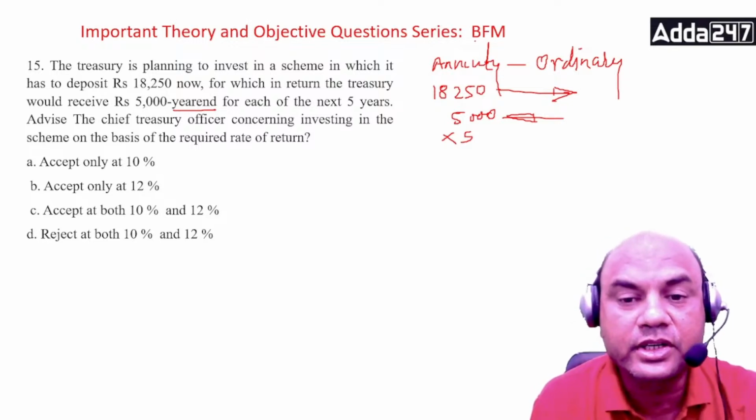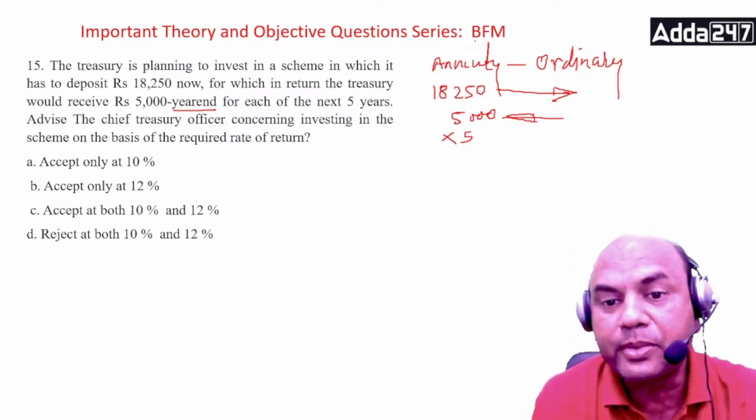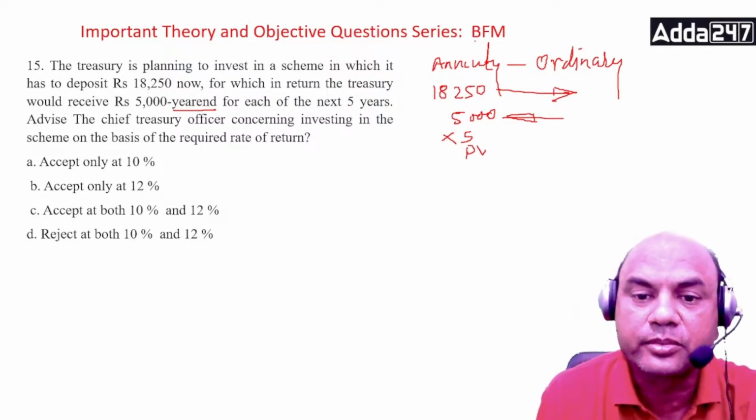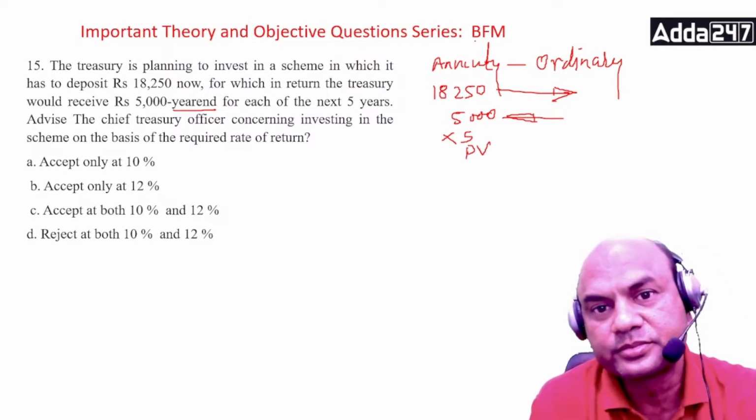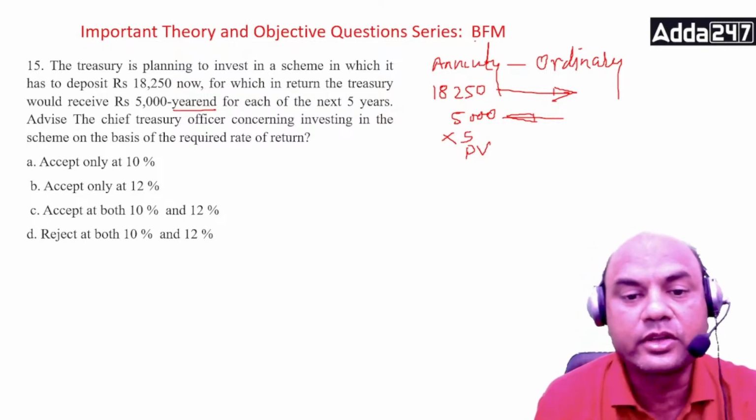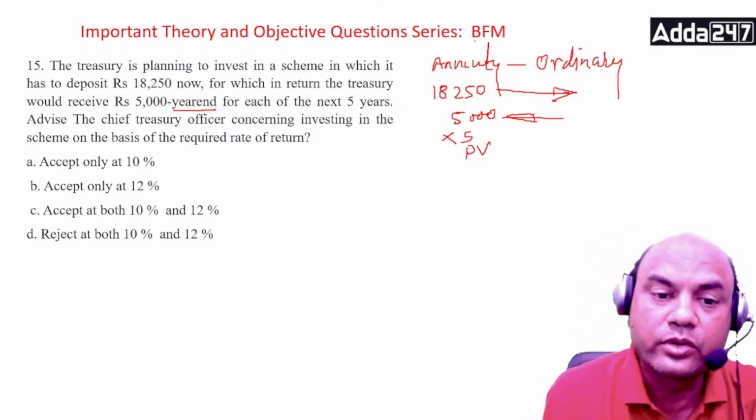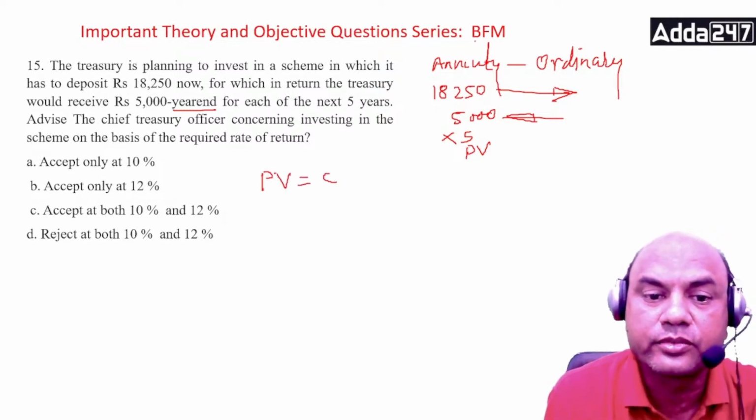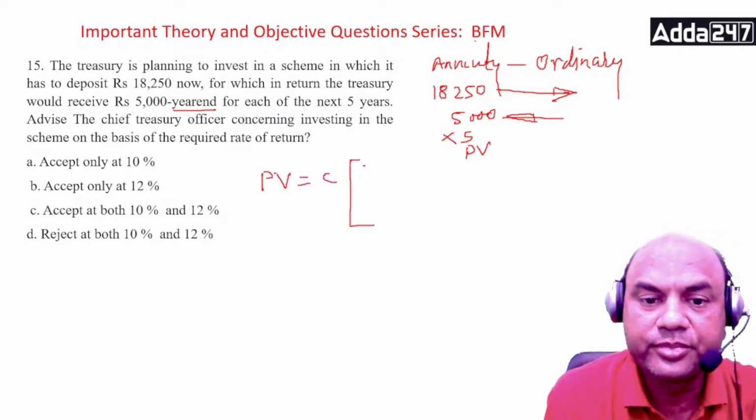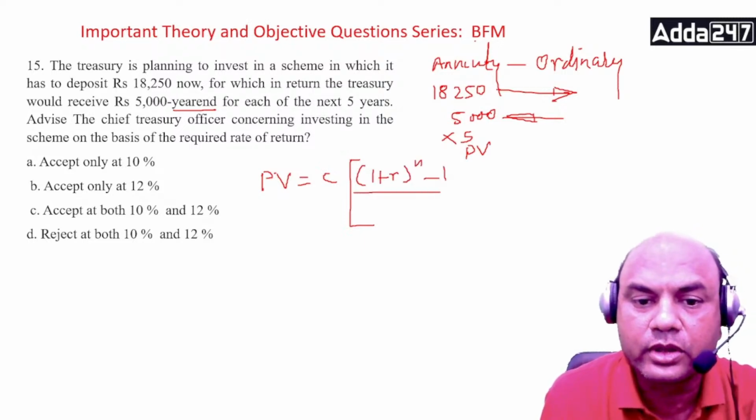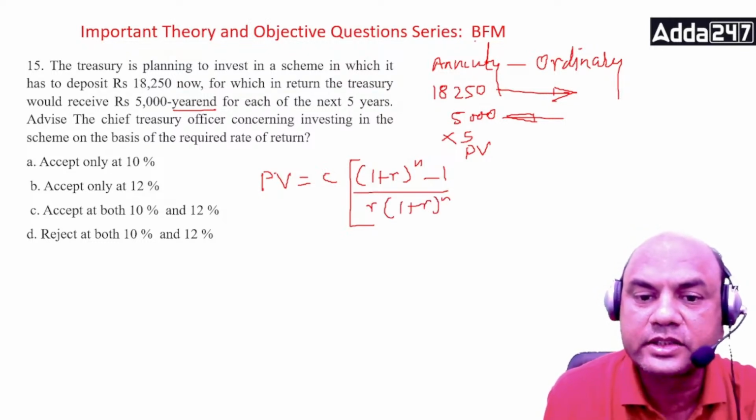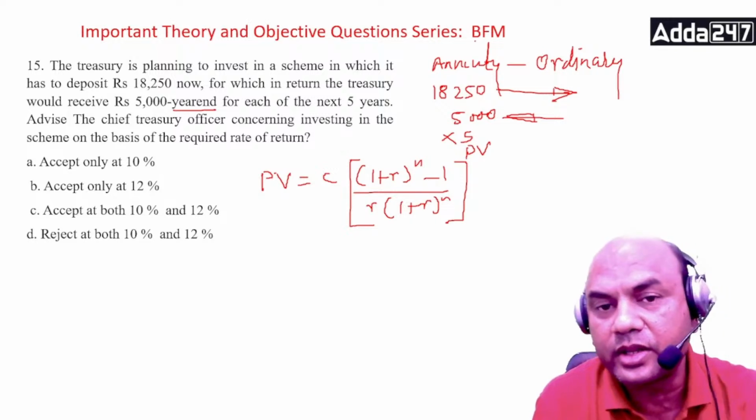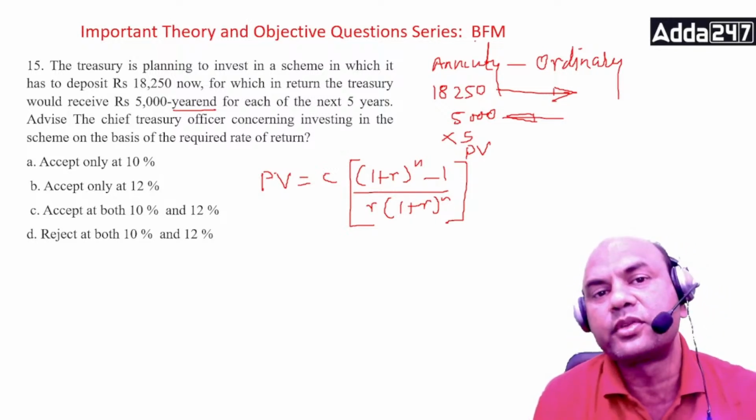But this 25,000 is of no use. I want the present value of this 25,000, present value of each 5,000. So how will I get this present value? The present value formula is, you had this, that's what I said. In your JAIIB you had it. PV equals C into, remember this anyone? (1 plus R raised to N minus 1) the whole upon R into (1 plus R raised to N). Right? This is the formula for ordinary annuity. Same formula you'll have to use.